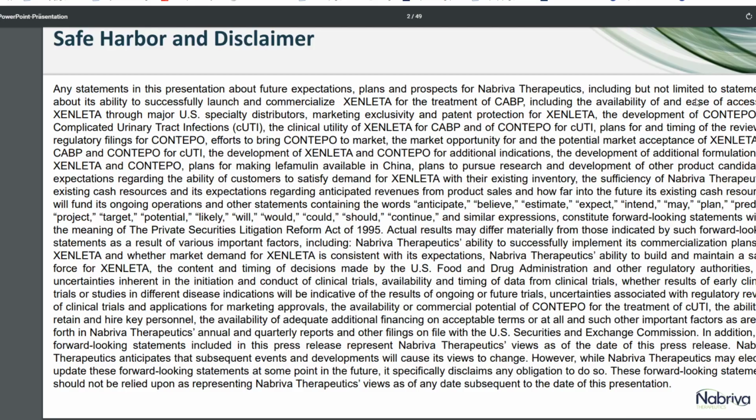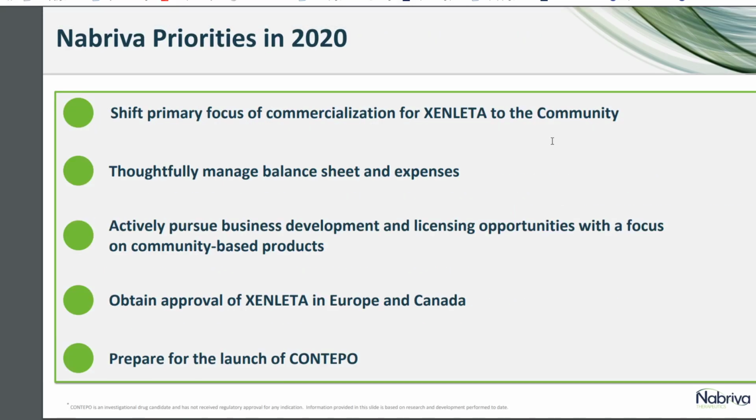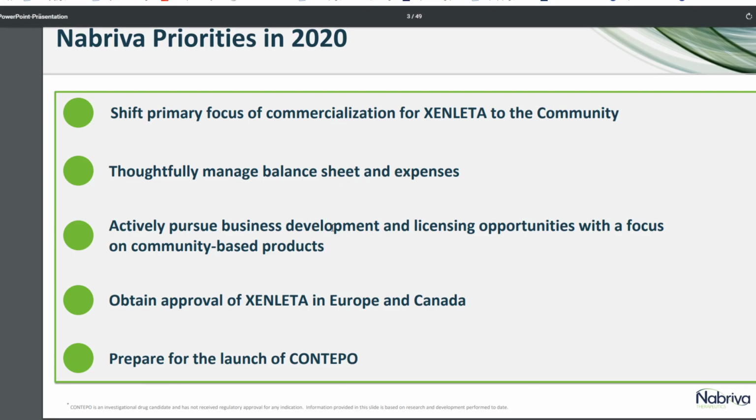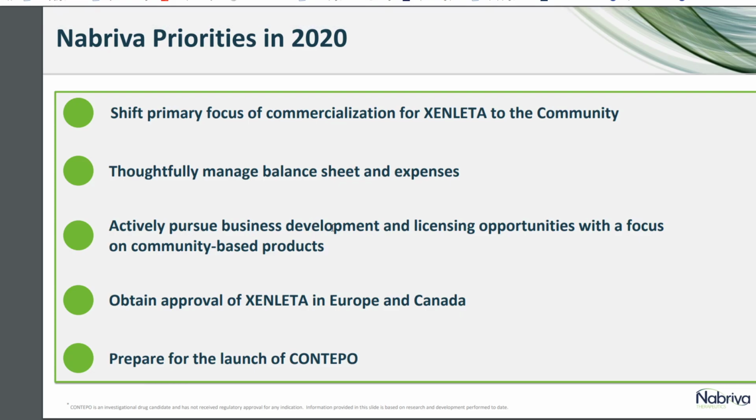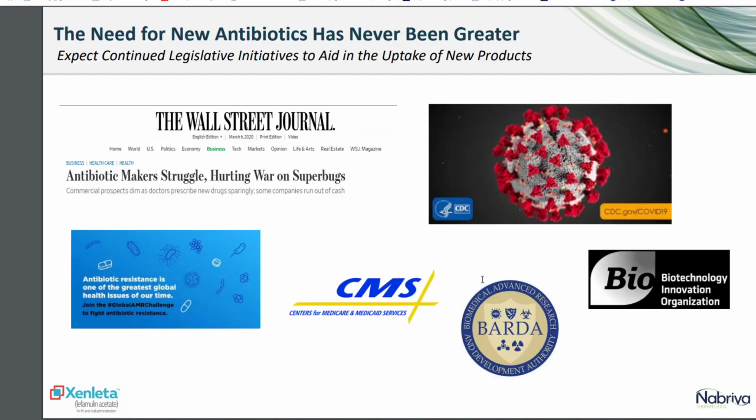Going now through their PowerPoint, I'm just going to go here quickly, try to identify anything that is kind of significant. They have active pursuit of business development and licensing opportunities with a focus on community-based products, obtain approvals in Europe and Canada, and prepare to launch CONTEPO. So there's a lot of PR that can come there. I know that FDA travel restrictions for May impact CONTEPO's June 2019 PDUFA date, and I know that kind of got delayed. So still kind of expecting that to come sometime soon when they reapply for it. That could actually be a positive PR as well.